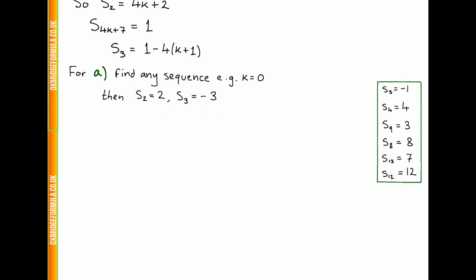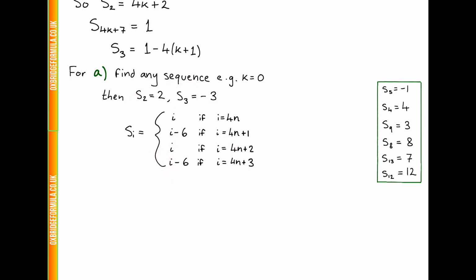We can do the same thing with the cases 2 and 3. S2 is 2, and so S6 is 6, and so on. Si is i, for all i equals 4n plus 2. And similarly, this one is i, plus or minus a constant, and in this case, when i is 3, Si is minus 3, and so we have i minus 6. And hence, we've defined one sequence, which works.